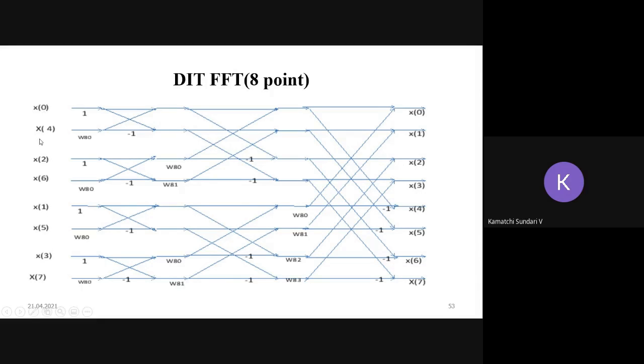So x of 0, x of 4. Bit reversed order means it is 0, 0, 0 first. Next is x of 1, which is 0, 0, 1. If you reverse it, 0, 0, 1 becomes 1, 0, 0, which is equivalent to 4. So x of 0 and x of 4 are in bit reversed order. You have to do your bit reversing in this fashion. Then x of 2, x of 6, x of 1, x of 5, x of 3, x of 7.